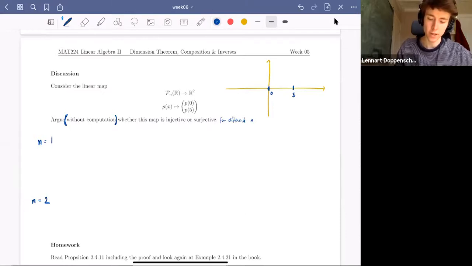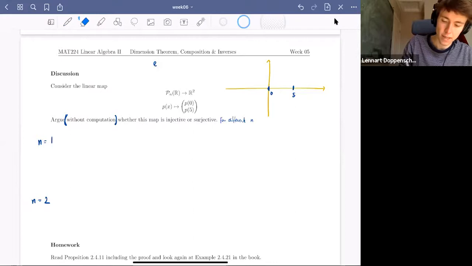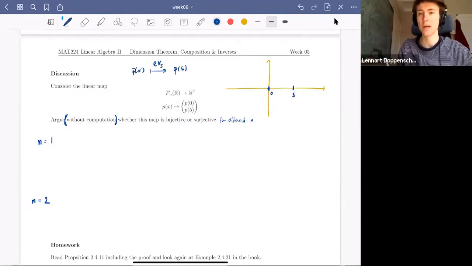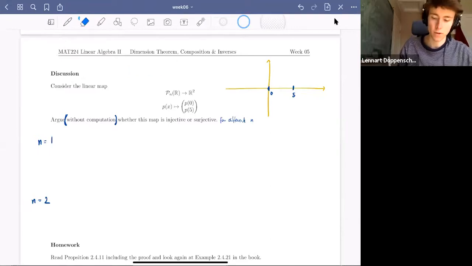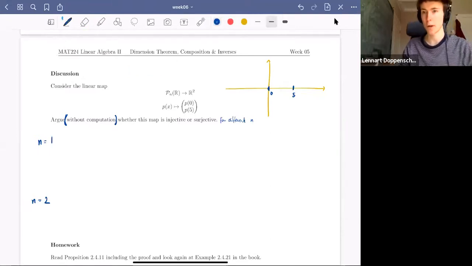So the difference, I mean, remember that we had this evaluation map that sent the polynomial p of x, say evaluation at 5, to p of 5. This is the same idea. Only this time, what we want to do is evaluate it at 2 different points and consider the pair of these points together in R2.